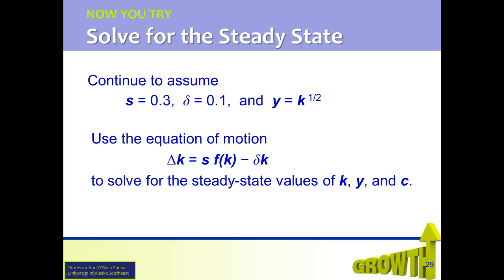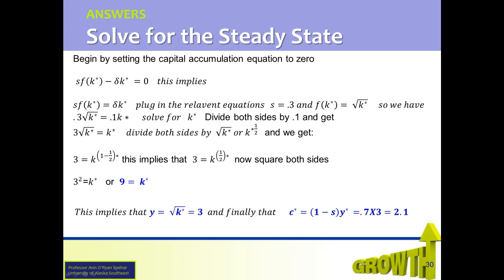So we will continue to assume that s is equal to 0.3, delta is equal to 0.1, and the production function is the square root of k. We'll use the equation of motion to solve for the steady state values of k, y, and c. By setting the capital accumulation equation to 0, this implies that s f of k star is equal to delta k star. And so now we're going to plug in the relevant equations. s is 0.3, f of k star is the square root of k star, and so what we have is 0.3 times the square root of k star is equal to 0.1 times k star.